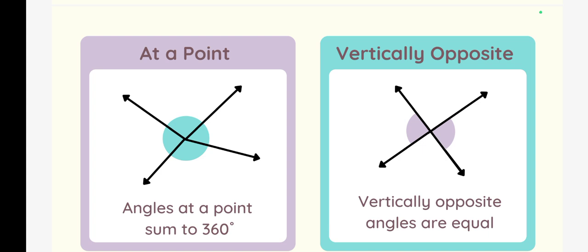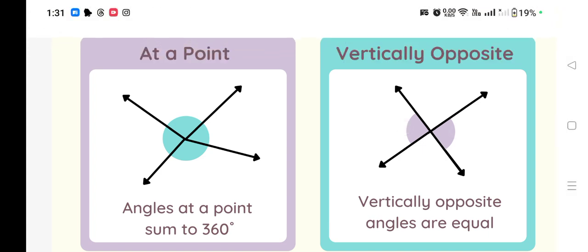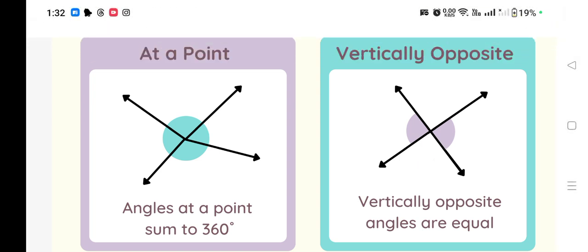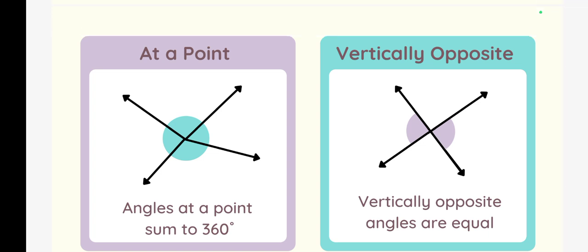Next is vertically opposite angles. The two angles which are shaded here, this and this, will always be equal. And again this and this, these two opposite angles which are not shaded, are also equal. Vertically opposite angles are always equal.